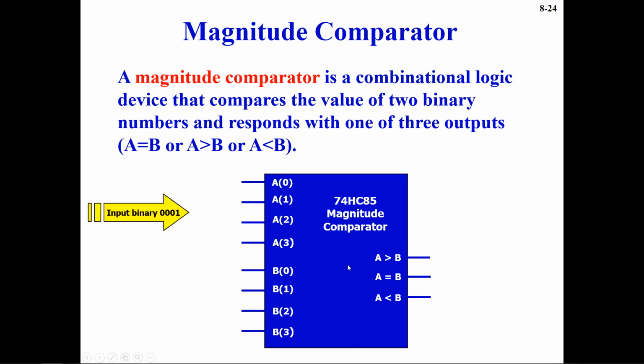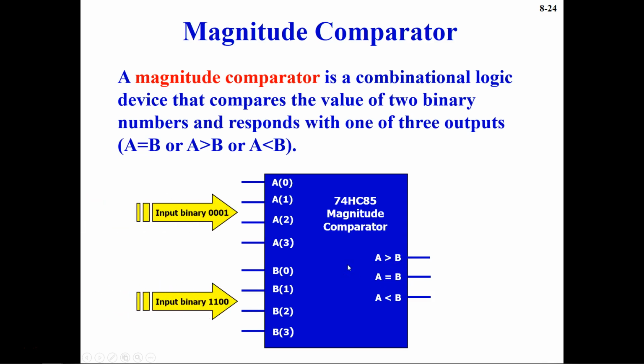Okay, so let's take an example. If you have an input binary going in, this is 0001 for A, and then you have 1100 going in for B. If you compare these two, which one do you think is greater? In this case, B is greater than A, because A is 1, whereas B represents 12.